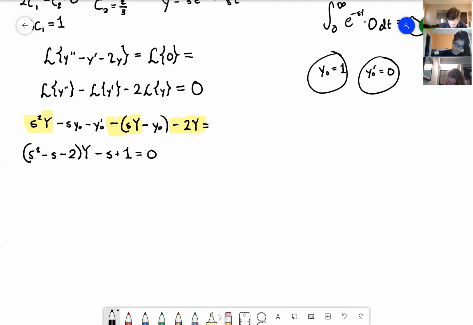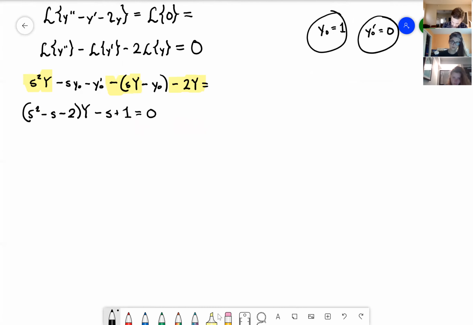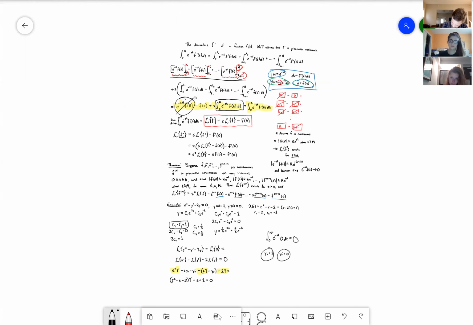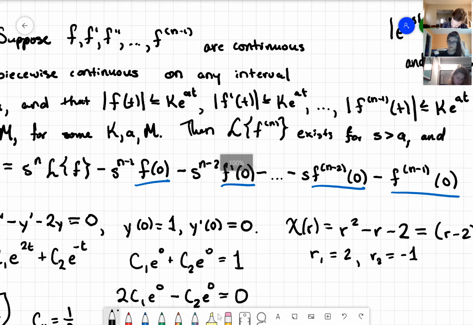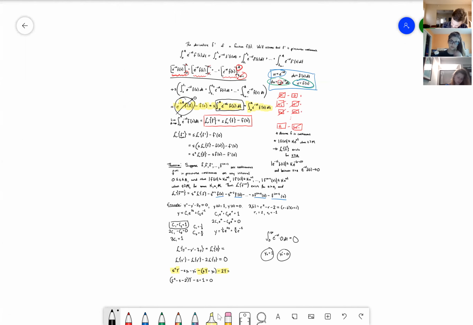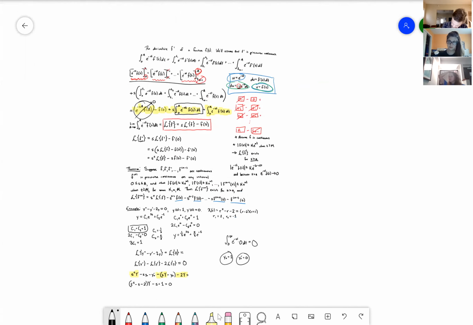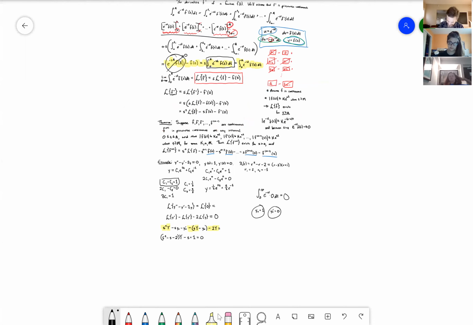Still everything's equal. Now I'm going to take all of the non-Y stuff. This is just an algebraic expression now, right? We're just solving for capital Y. So I move all of this non-Y stuff over to the other side, and I get, sorry, what? Give me a second.